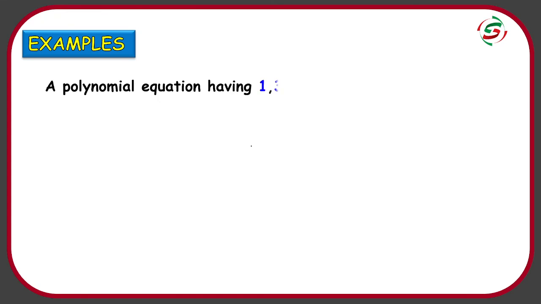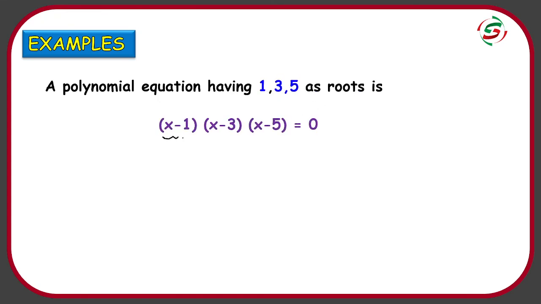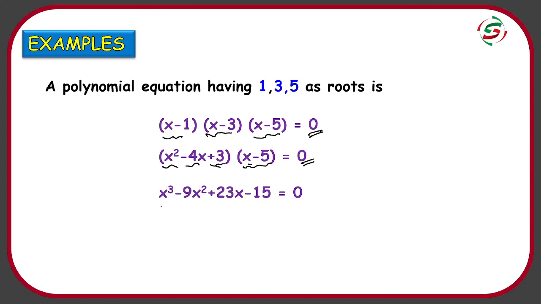Clear? In the same way, you can see another example by taking the roots 1, 3 and 5. Now I can write it as x minus 1 into x minus 3 into x minus 5 equal to 0. So now if I multiply those terms, x square minus 4x plus 3 into x minus 5 will be equal to 0. If I multiply these two terms, we will get x cube minus 9x square plus 23x minus 15 equal to 0. So here this is going to be the polynomial, a cubic polynomial.